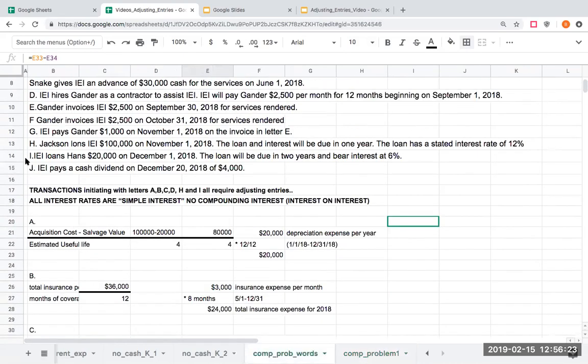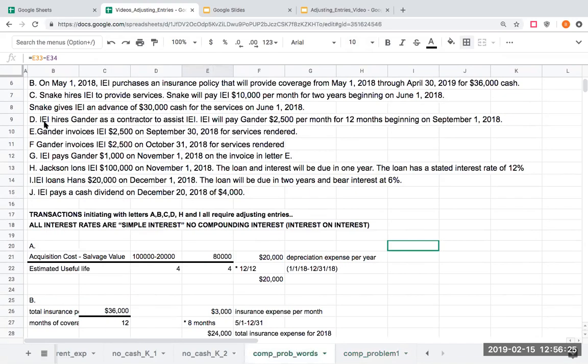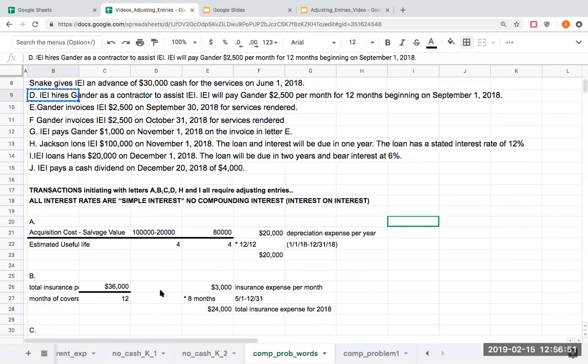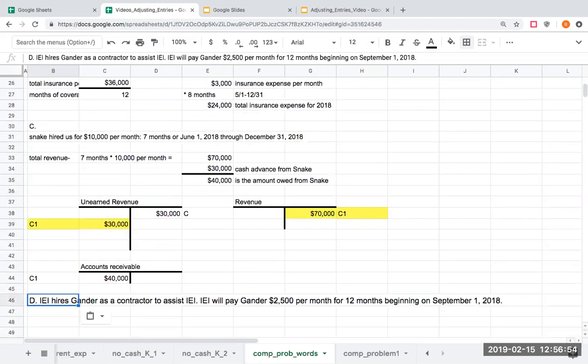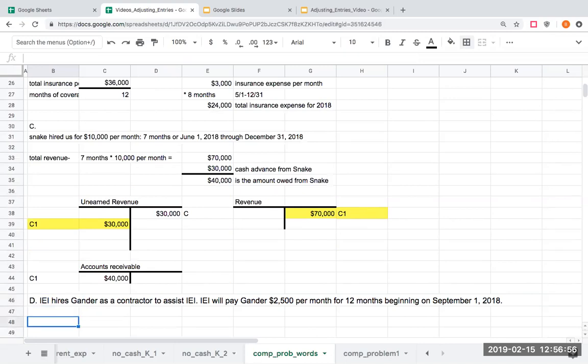Okay, so now we go to transaction D. Here I hired Gander as a contractor to assist me. I will pay Gander $2,500 per month for 12 months beginning on September 1st. So let's take the same approach on letter D as we just did on letter C. This is the opposite, where I'm hiring someone to do work for me and I need to pay them. So for letter D, how much do I really need to have here in terms of expense?